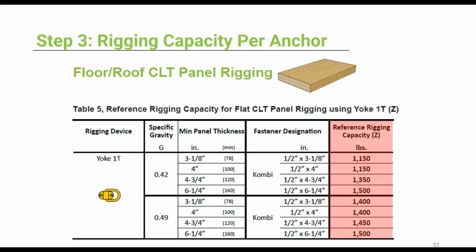So if you go to the design guide, you'll see tables similar to this. This is a screenshot for a floor or roof panel. If you're using a yoke 1 ton, you can see that you have to choose the right specific gravity. Then it's important that you choose the right panel thickness because that'll correspond to the right fastener length and diameter that you're supposed to use. And finally, you can find the corresponding capacities for all your other parameters.